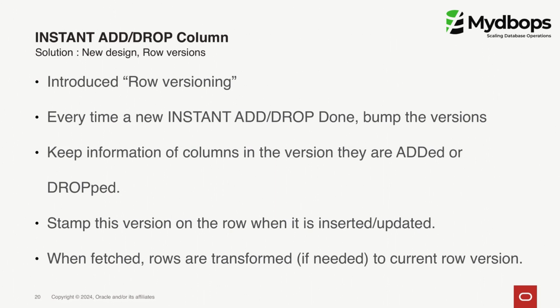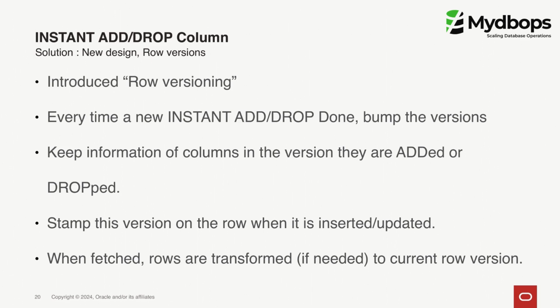We introduced something called row versioning. So every time we do an add column or drop column, we bump the row version of the table. And this row version is stamped on the row when the row is inserted into the table. So let's say the table has gone through X number of alter add and drop operations. Now the version number is, let's say, XV. If you insert a row now, this XV will be stamped on the row.